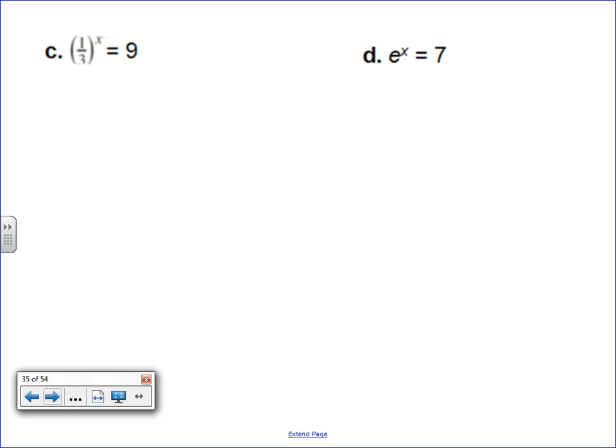How about these ones? Let's get a little bit more out there. Let me give you a second to write them down. I have 1/3 to the power of x, and I have e to the x. I have two exponential equations. I need to solve for x.